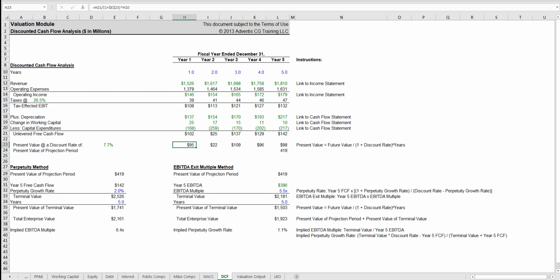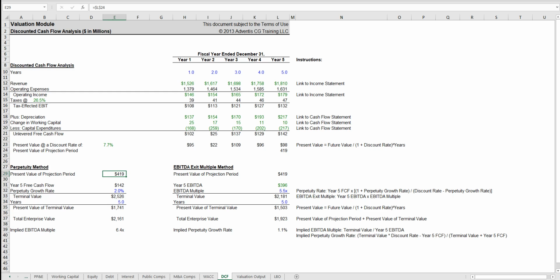The present value is equal to the future value divided by 1 plus the discount rate raised to the number of years. So in practice, when we open up the cell, you can see that we divide our unlevered free cash flow by 1 plus the discount rate and then cell reference the respective year we laid out at the top of the sheet. And then to finish, we take the sum of the present value of the cash flows.